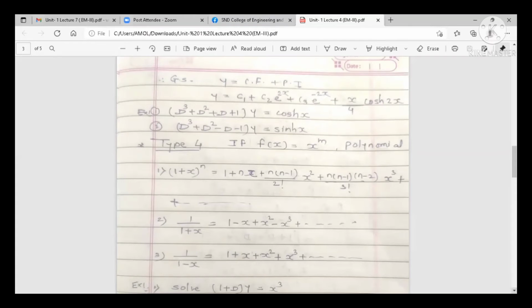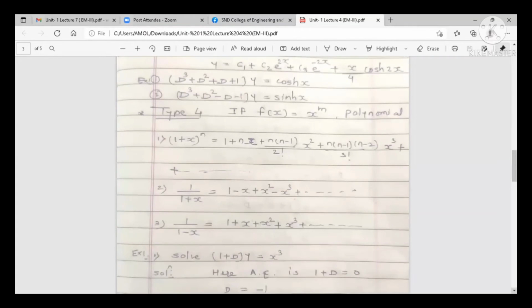Now type 4 or case 4 of the shortcut method to find the PI. Now what is type 4 or case 4? When the function is in the form of x raised to m, meaning a polynomial function is there. Now when the polynomial function is there, then how to find the PI? You remember the formula, you revise the formula here.